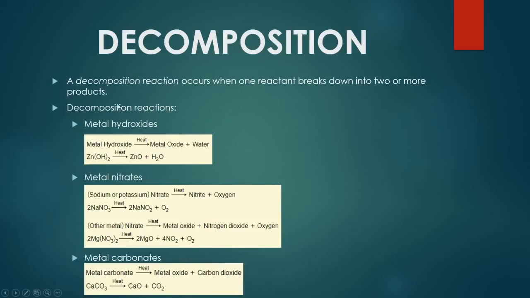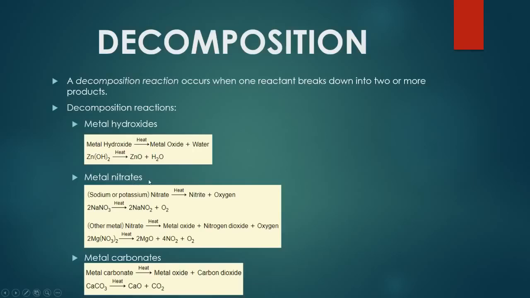Okay, but ultimately decomposition reactions occur when one reactant breaks down into two or more products, and there are three main compounds that you need to memorize in terms of decomposition. So first of all is the metal hydroxide. A metal hydroxide, when you heat it up, will decompose into the metal oxide and water, just like this example here.